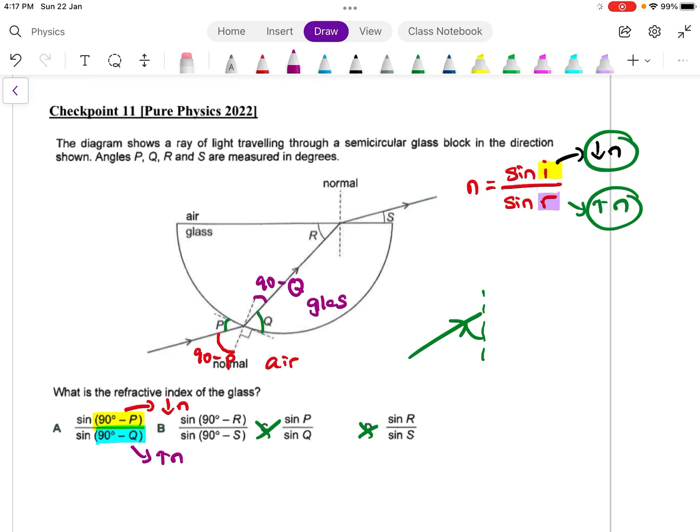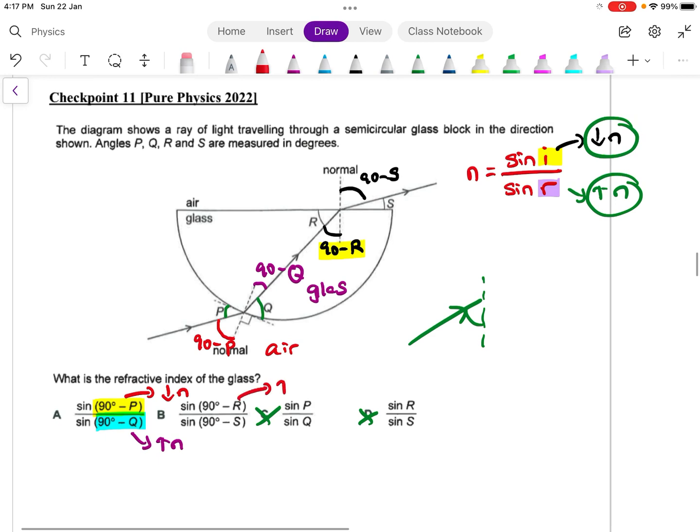Alright. What about option B? Sine 90 minus R, so 90 minus R is here, then divided by sine 90 minus S, which is here. If you look at this, 90 minus R is in the more dense medium, divided by sine 90 minus S, which is in the less dense medium.